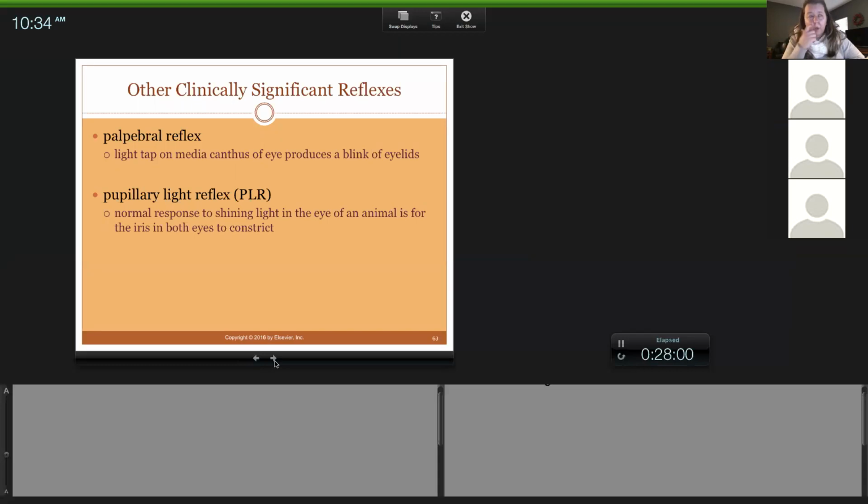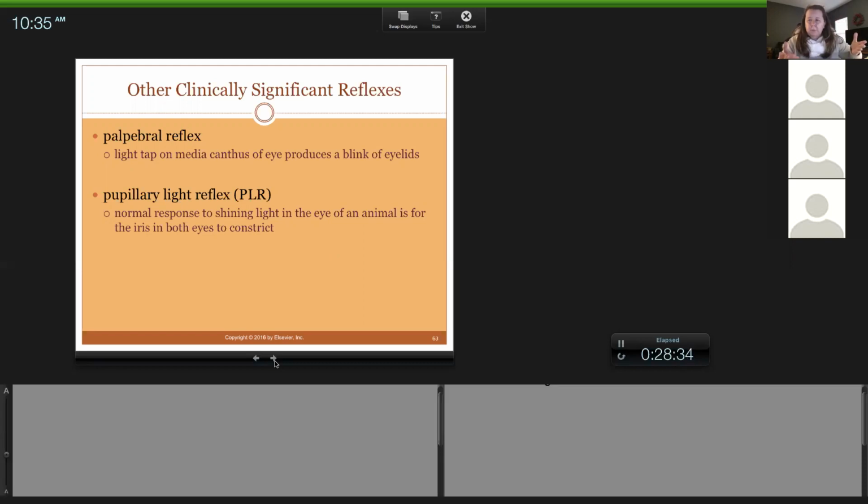So palpebral. The other reflex we look for is what's called a PLR, and students get these two mixed up. Palpebral is looking for a blink. If I ask you on a test, what am I assessing for when I tap the medial canthus of the eye? You would tell me I'm assessing a palpebral reflex and I'm looking for a blink, okay? If I say, what am I looking for with a PLR? PLRs are pupillary light reflexes, okay?